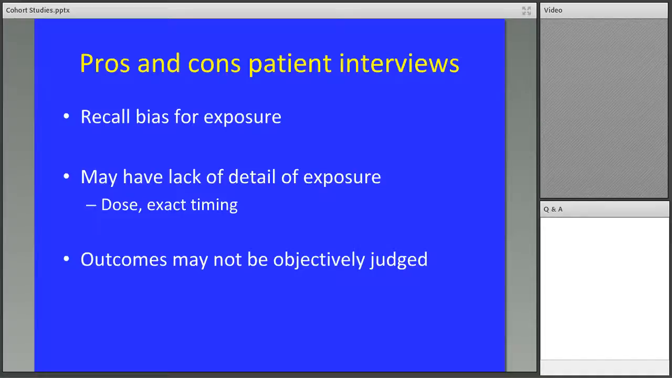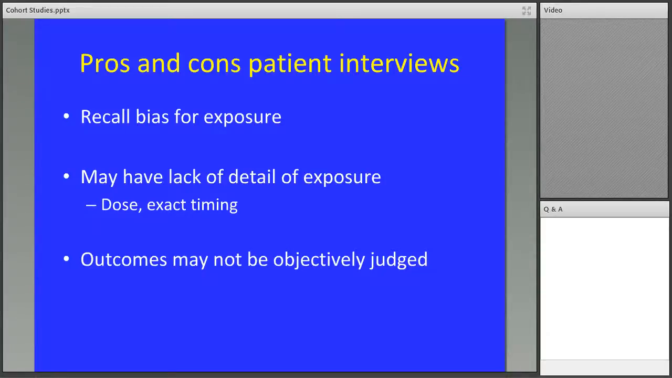How about patient interviews? In some ways that seems very similar to a direct observation. The problem is that patient interviews have recall bias for exposure, especially if it's a long time ago. They may have lack of detail to the exposure that is really needed. So do they remember the dose that they were taking? Do they remember exact timing of that? Do they remember whether they took it during the day? Did they take it during the night?